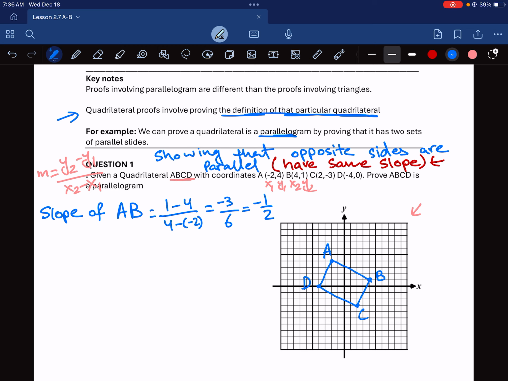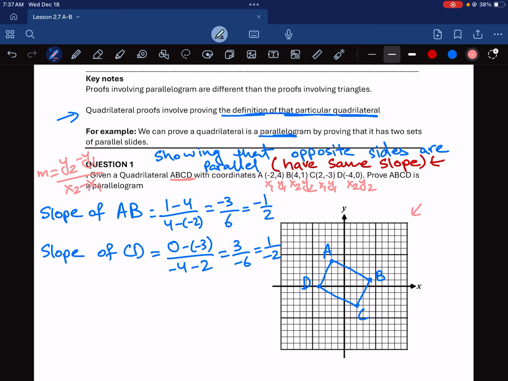Now let's go ahead and find the slope of the opposite side, which is CD. Same exact concept: x1, y1, x2, y2. So substitute it, you get 0 minus -3 over -4 minus 2. So you get 3 over -6, which is 1 over -2. Remember, it doesn't matter where the negative is. It can be up top, in the middle, or at the bottom. The negative is for the entire fraction. So these two are indeed the same exact thing.